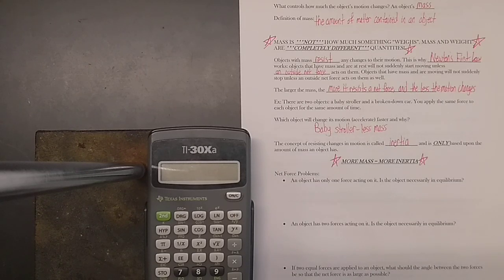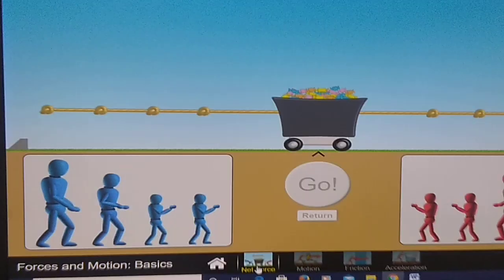We're going to finish this set of video notes with a bunch of examples, just common examples that you'll see, where we reason out the answers to these problems using things like equilibrium and mass and inertia and net force. So, net force problem number 1. An object has only one force acting on it. Is the object necessarily in equilibrium? And in order to answer this one, I'm actually going to go back to a different simulation that you looked at, the tug-of-war simulation, right here.